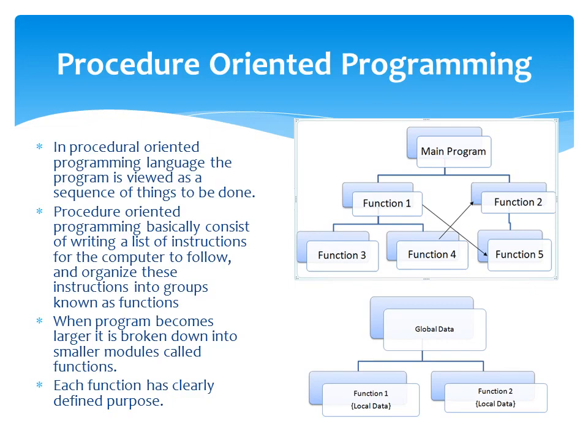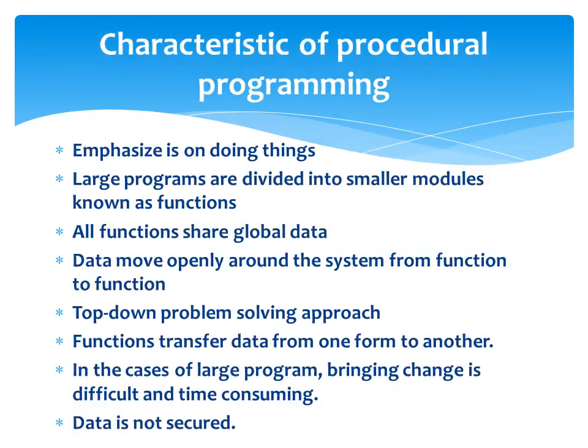So, in procedure oriented programming, data are of two types: global data and local data, as shown in the figure. The global data are the data that are accessible and updatable by all the functions without any restrictions, whereas the local data are the data that belong to particular functions and so are not accessible outside that function.